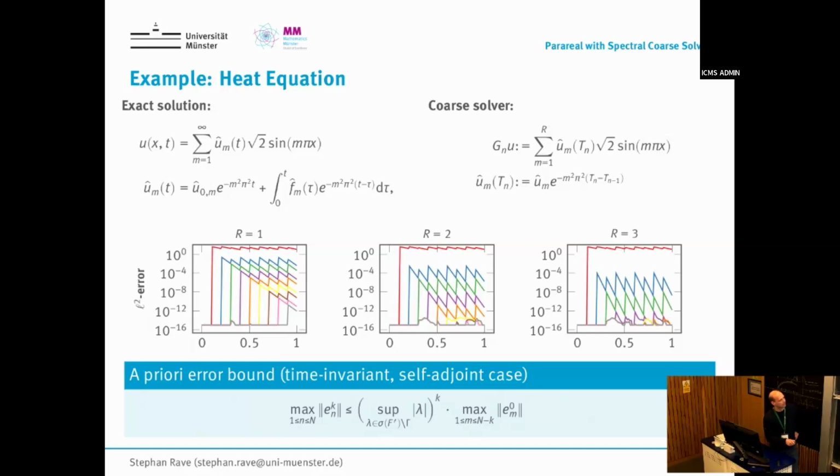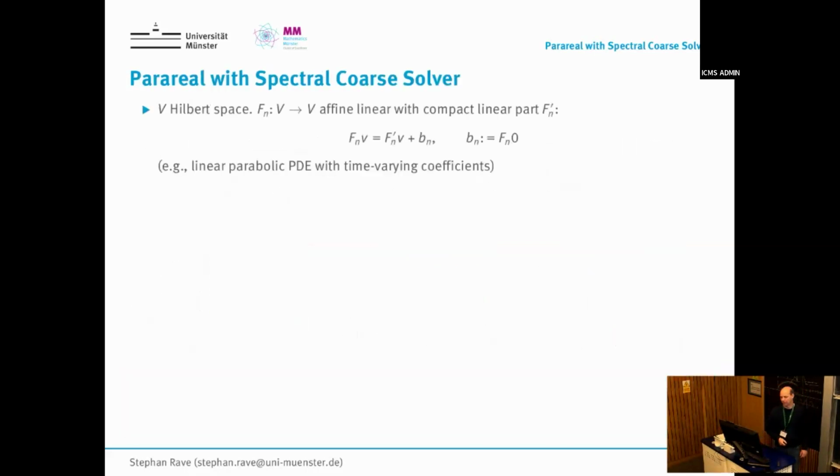Yeah, and then you get here this linear convergence rate where the rate is given by the first neglected eigenvalue of your fine solver. Yeah, but in reality, we do not always solve the heat equation on a line. So maybe we don't know these Fourier modes, or the evolution of the Fourier modes, a priori. So we want to extend this to a more general case.